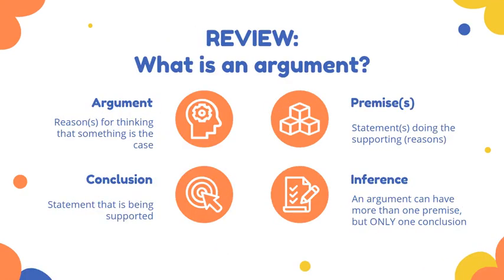Okay, so just to review from a previous lecture, what is an argument? Hopefully we remember how crucial arguments are, what arguments are composed of, and the difference between premise or premises and conclusions. So an argument is supposed to give us reason or reasons for thinking that something is the case. Recall that the conclusion is the statement or proposition that is being supported, and the conclusion is supported by the premise or premises, which are statements doing the supporting or the reasons that we should think that the conclusion is true. And then inference is the reasoning that we go from the premise or premises to the conclusion.